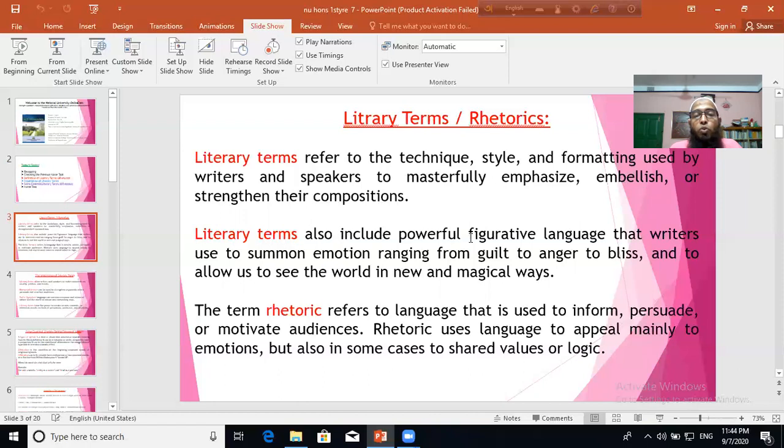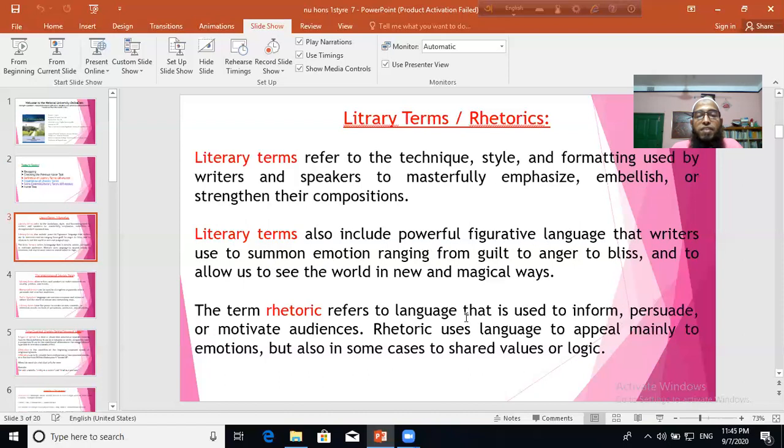Literary terms also include powerful figurative language that writers use to summon emotion, ranging from guilt to anger to bliss, and to allow us to see the world in new and magical ways. That means writers use literary terms to represent a world in a different way to us.